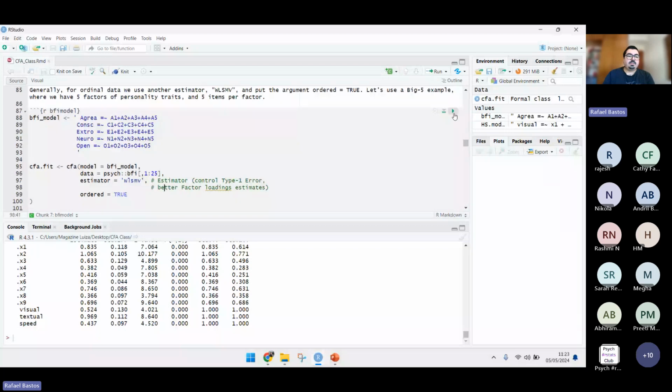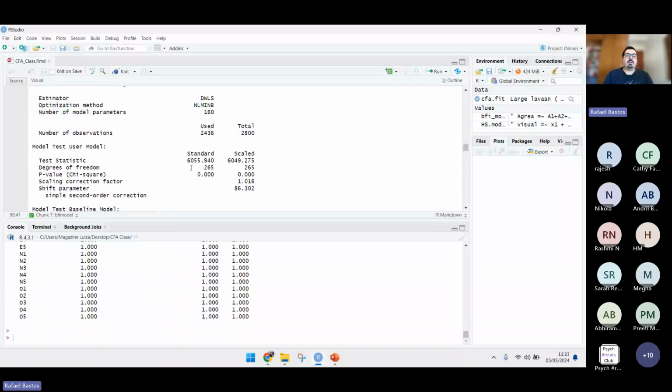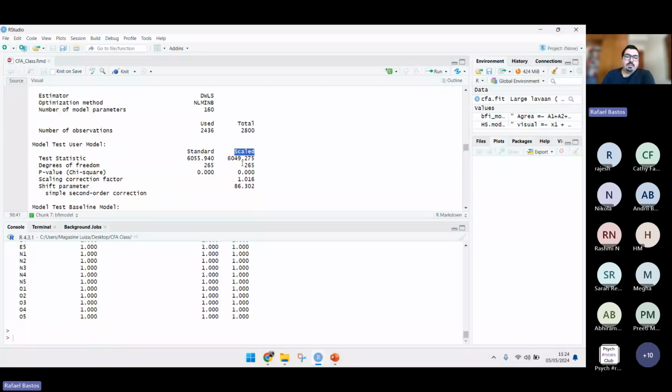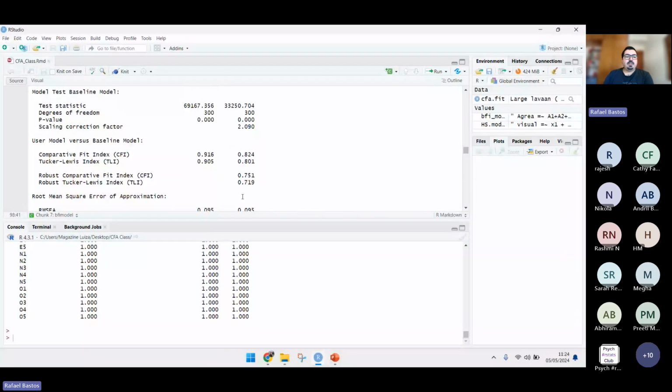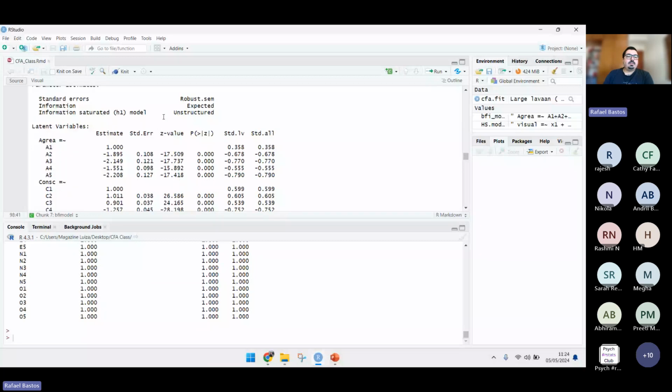So you can see that we have some differences in the output. The first difference is that we now have 2 columns of results: the standard column and the scaled column. The standard column is the WLS results, and the scaled column is the WLSMV results. So this is what we will consider when we have the ordered argument equal true. We'll just look at the model test user model from the last column, and the same for CFI and RMSEA.